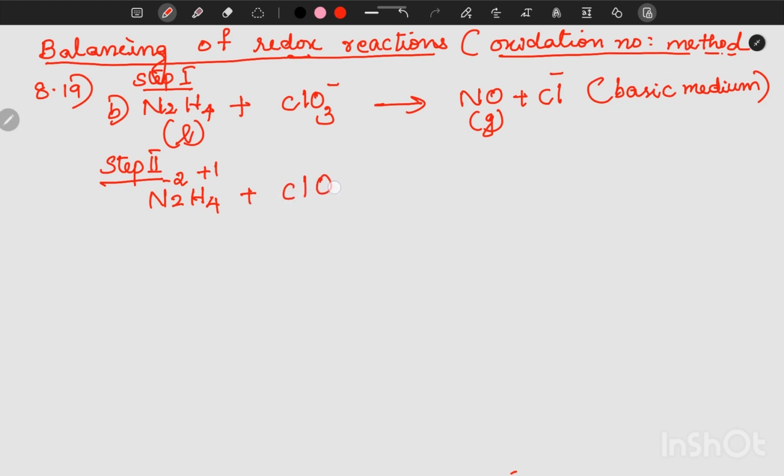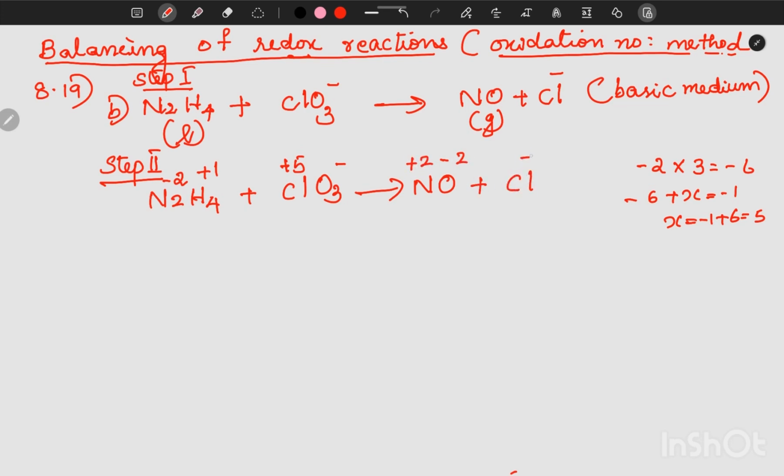In ClO3 minus, the oxidation state of oxygen is -2. We have 3 oxygen atoms, 3 into -2, which is equal to -6, and -6 plus x equal to -1. So x equals -1 plus 6, which is equal to +5. So chlorine gets an oxidation state of +5. In NO, the oxidation state of oxygen is -2 and nitrogen is +2. In Cl minus, chlorine is in -1 oxidation state.